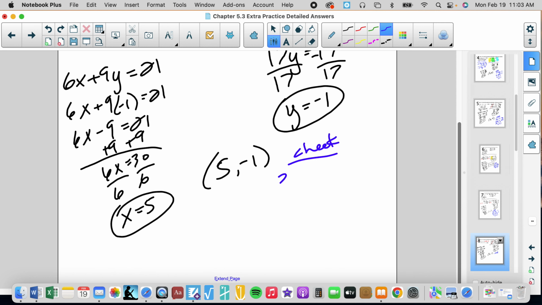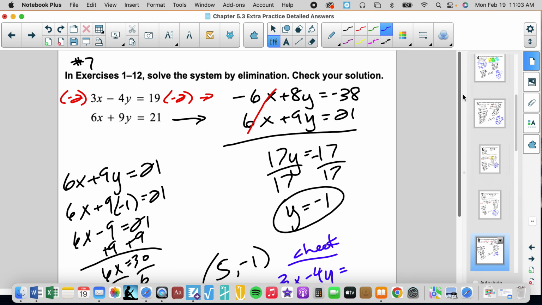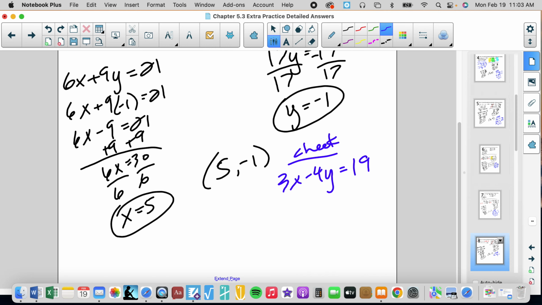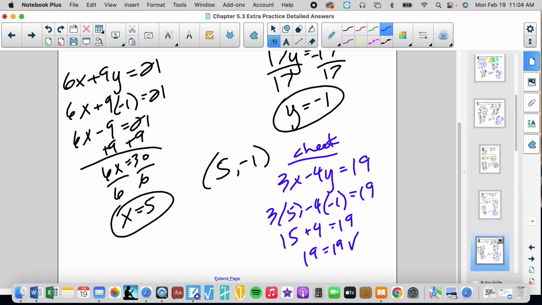3x minus 4y equals 19. Plug in the x and the y. Does it equal 19? 15 plus 4, 19 equals 19. It worked.